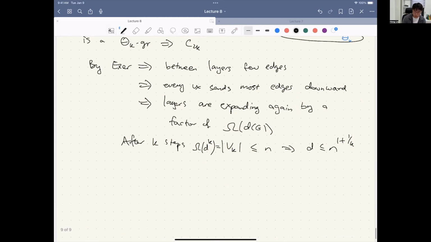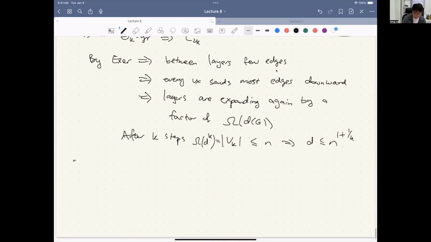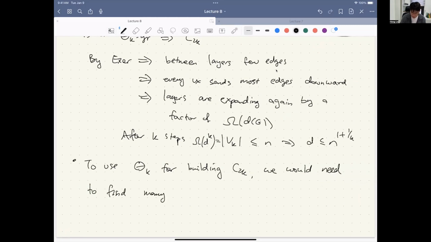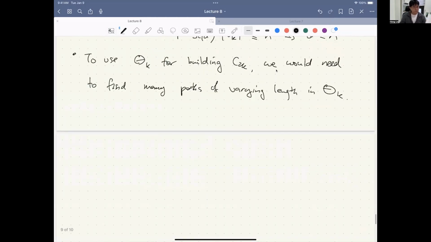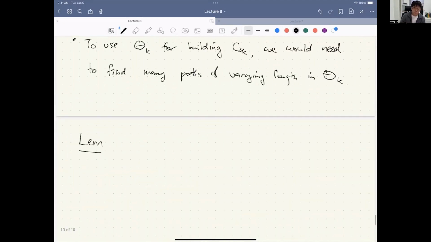So to this end, we use theta k for building C2k, we will need to find many paths of varying length in theta k, which is this lemma. The proof of the lemma is not long, but it's not trivial.